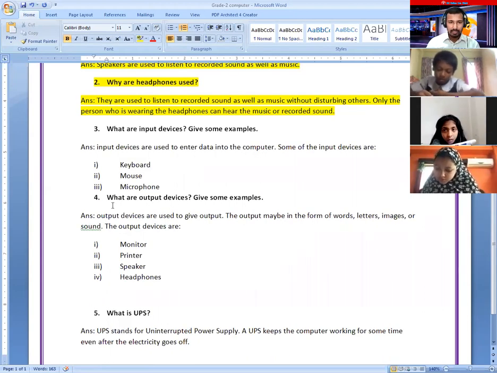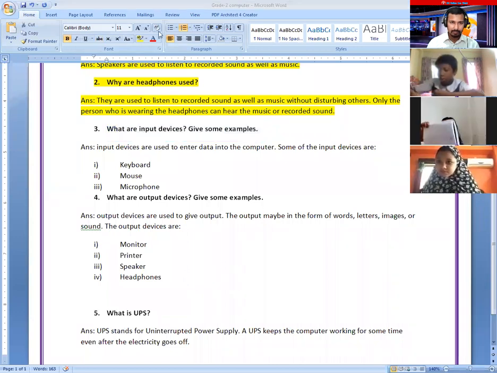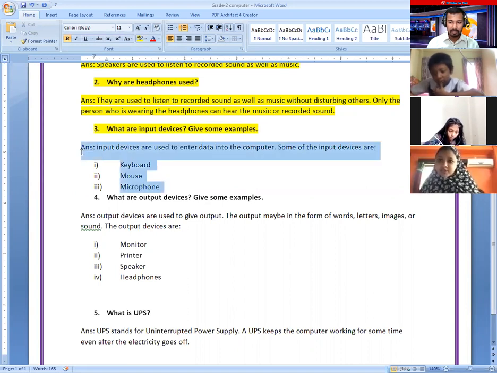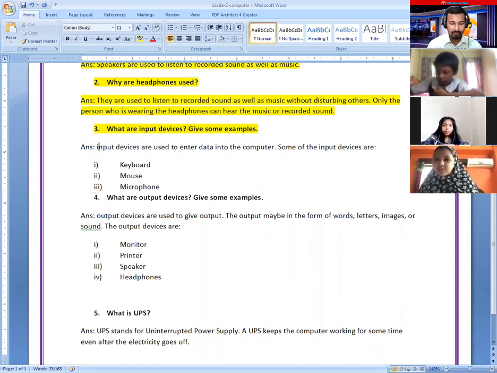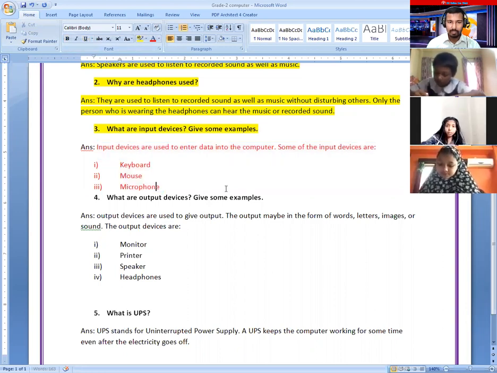Okay, then Naushin Akhtar Sara, unmute yourself. Yes, sir. Now read question number 3. What are input devices? Give some examples. Now read the answer also. Input devices are used to enter data into the computer. Some of the input devices are keyboard, mouse, microphone. Yes. Okay. So now write question number 3 and the answers.